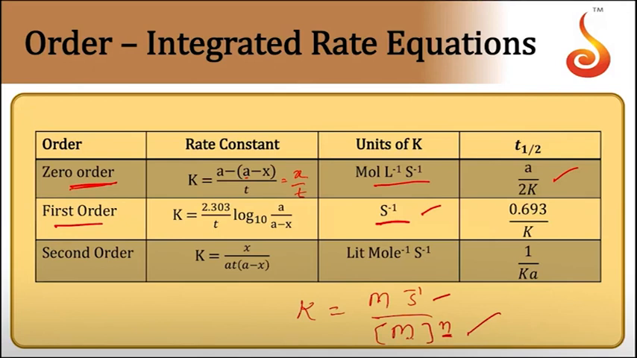Second order reaction, K is equal to x by a t into (a minus x). And again substitute here the value 2 in this case. You are going to get this expression, liter per mole per second, and half-life is given by 1 by Ka.